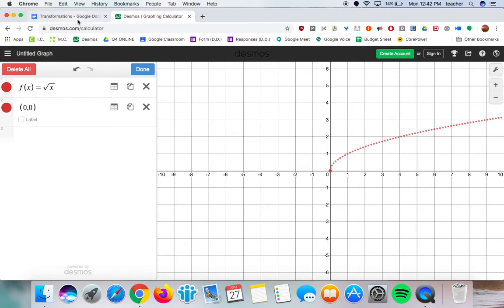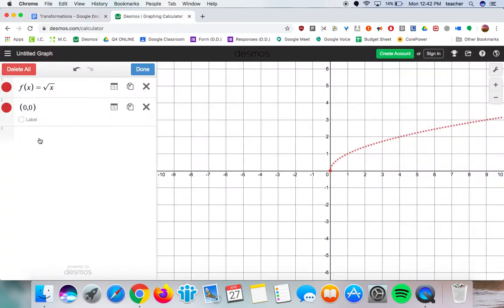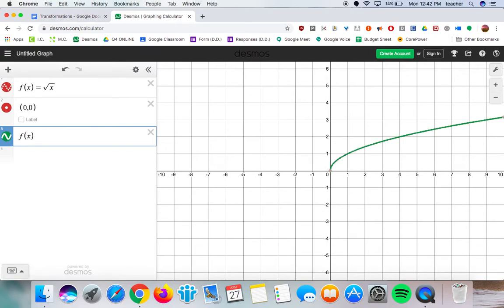So from this over here, we know that when A is negative, we get something called a flip. So I'm going to show you what a flip looks like here. If you're using this and you want to type in square root, you just type in SQRT, and then it types that in there for you. So we have the square root of x, right? That's our parent. Now let's look at what happens when we make this negative. So I'm going to include a negative sign over here and watch what happens with our graph. So as soon as I add in this negative, there's our flip. So instead of going up and over, now we're going down and over.